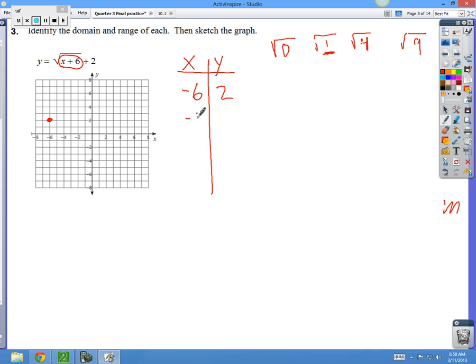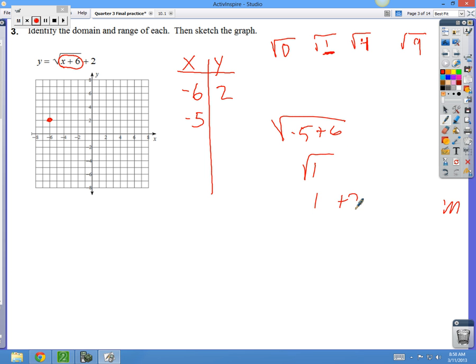Negative 5. So negative 5 plus 6 is 1. What's the square root of 1? And then so here's what we got. Negative 5 plus 6, square root of that. That's 1. Square root of 1 is just 1.